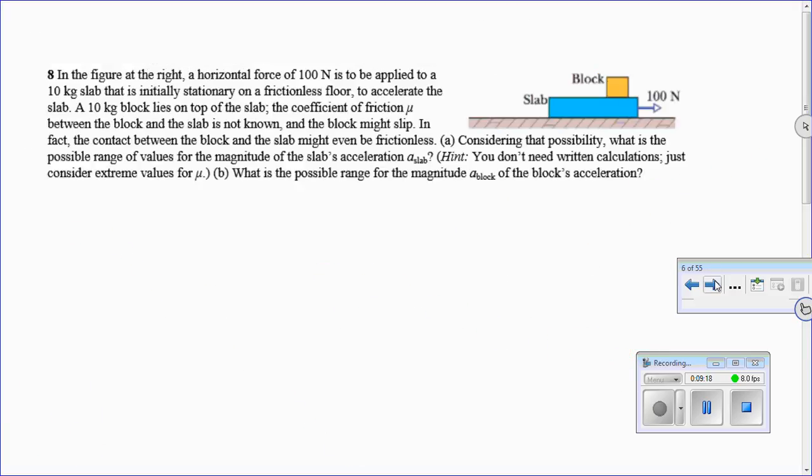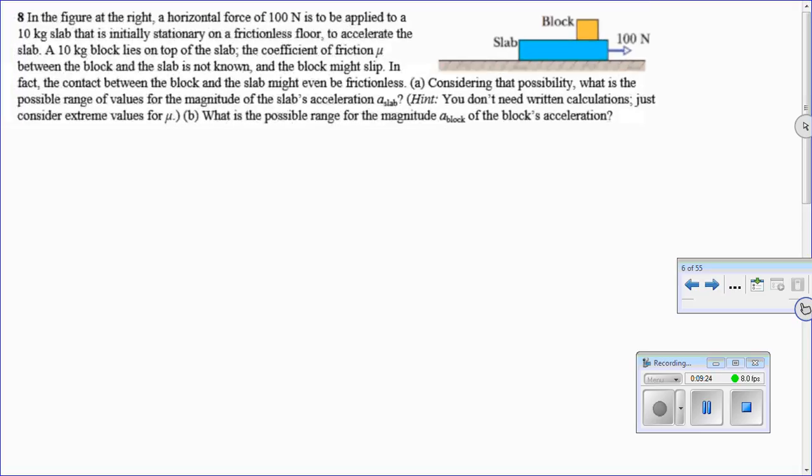Oops. All right, number 8, I like this one too. So we've got the slab and this block, and we're going to pull the slab with a force of 100 newtons. Now, it tells us that both of our blocks are 10 kilograms, right? 10 kilogram slab, 10 kilogram block. So everything in the problem is 10 kilograms. The floor is frictionless. So down here, there's no friction, but there might be friction between the block and the slab. Okay?